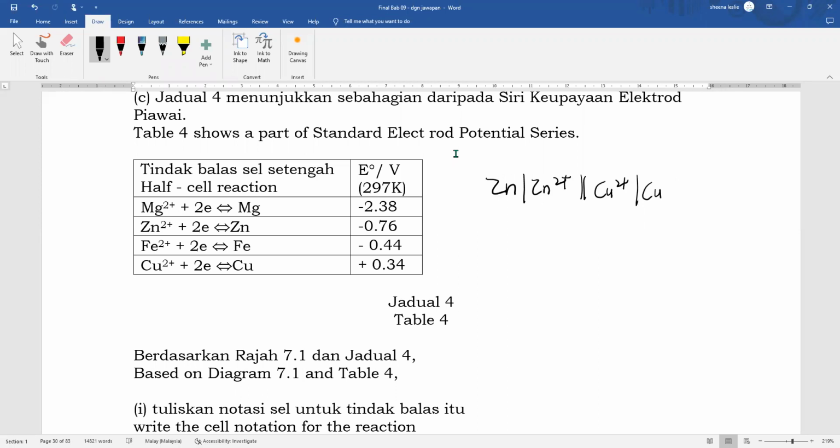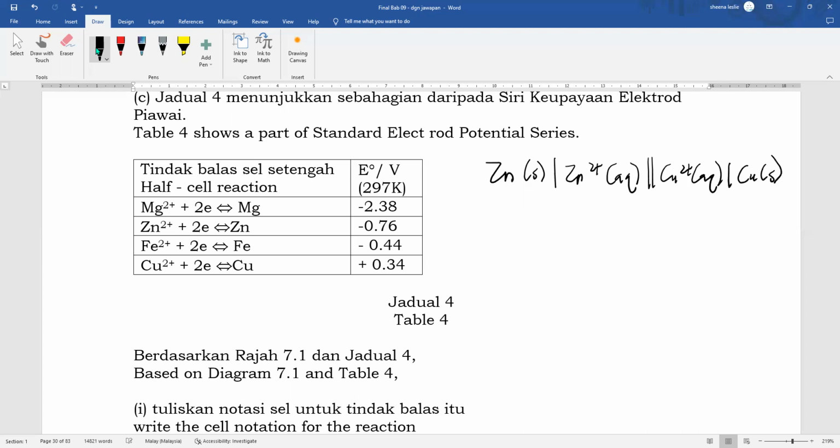Do you need to put the physical state after Zn, in brackets? Yes, I just remembered I did it in class yesterday. Okay, sir, let's do it again. So Zn solid, one line, Zn2+, double line, Cu2+, one line, and then Cu solid. Okay, correct. So take note.